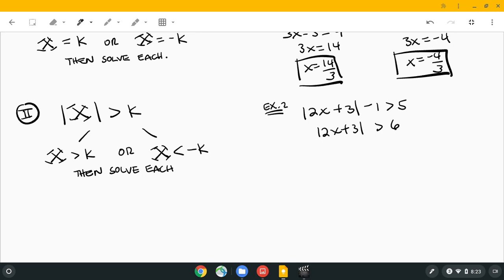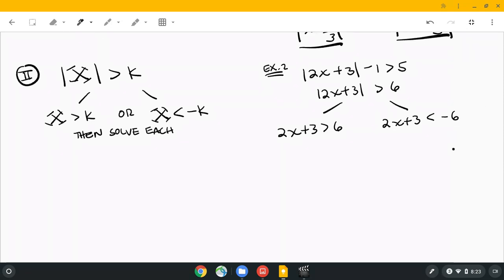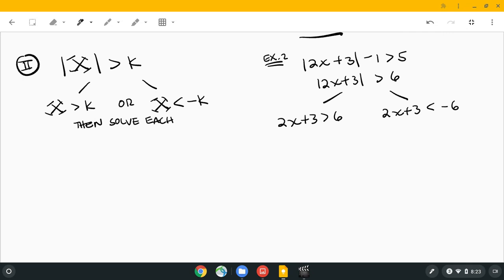Okay, now that I have the absolute value by itself, I can do my setup. I have 1 for 2x plus 3 greater than 6. And I'm going to have 1 for negative 6, but I'm going to flip that inequality. 2x plus 3 is less than negative 6. Okay, and then I solve each one. So here I subtract 3. I'm doing this one first, so subtract 3 on both sides. And I get 2x is greater than 3. Divide both sides by 2. X is greater than 3 over 2.